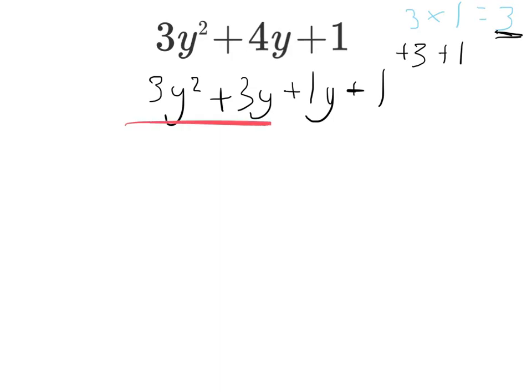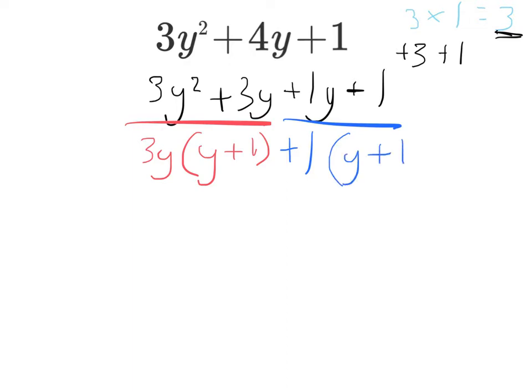So 3y in common there, be left with y plus 1. Now, I have got a common factor of 1 in my second pair, and normally you wouldn't take that out. But to help me with the final step of taking out my final common factor, I'm going to take out plus 1 here, and that'll leave me with y plus 1. Again, I've got these matching factors, a common factor yet again. So I can take out y plus 1.